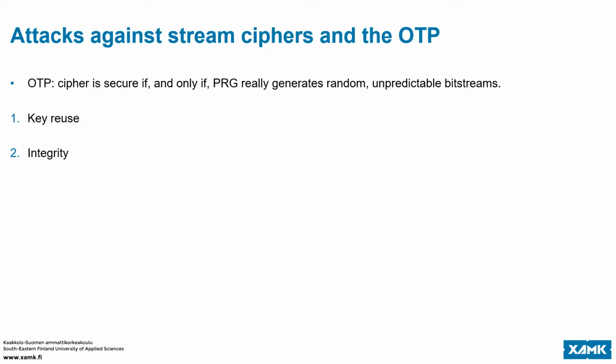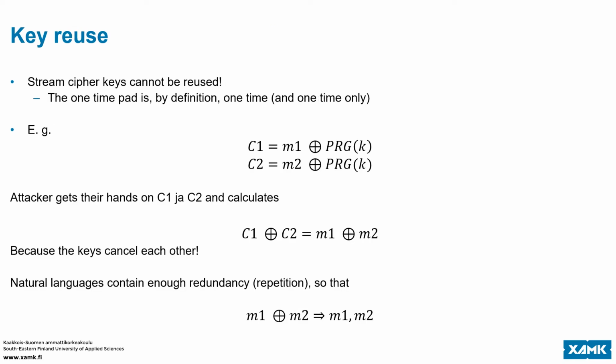Let's talk more in detail about the security of stream ciphers. Previously we mentioned that the cipher is secure if the pseudo-random number generator really generates random, unpredictable bit streams. This is of course the foundation upon which stream cipher security is built, but there are a couple of other things to remember. The first is the potential key reuse of the pseudo-random number generated keys, and secondly, the integrity of the messages. Let's first look at key reuse.